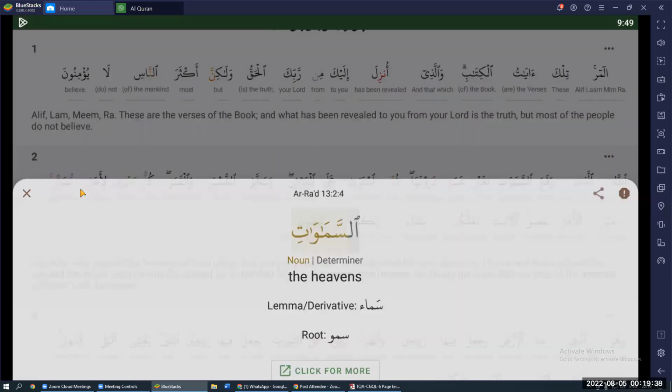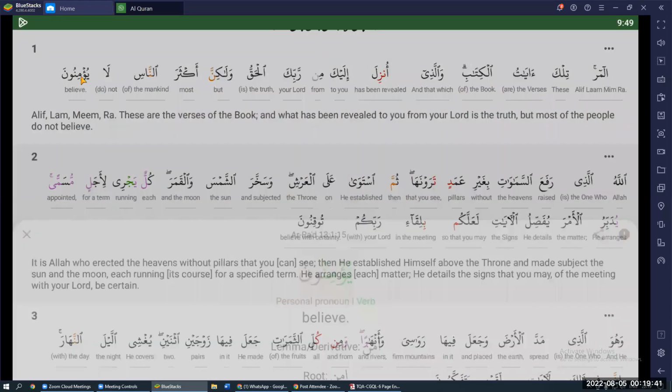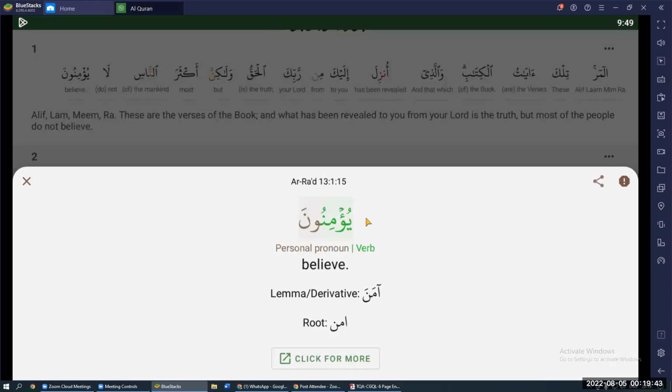Okay, let us go to another place. Yu'minuna. See how big a word yu'minuna is, but the root is Amana, only 3. So like this, if you check, you will find that in almost 99% of the words of the Arabic language, the root is 3 letters. From these 3 roots, others are made.